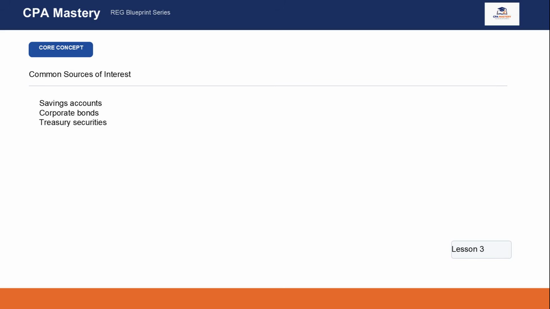Treasury securities issued by the federal government. Although these investments differ in structure, the key concept for the CPA exam is that most interest from these sources must be included in gross income unless a specific rule says otherwise.